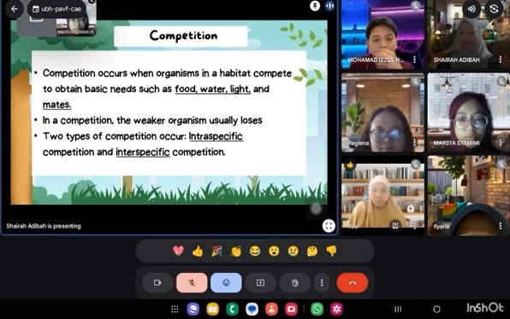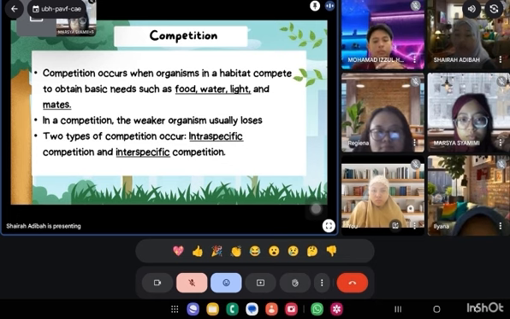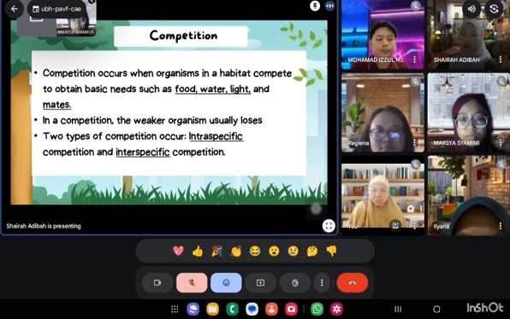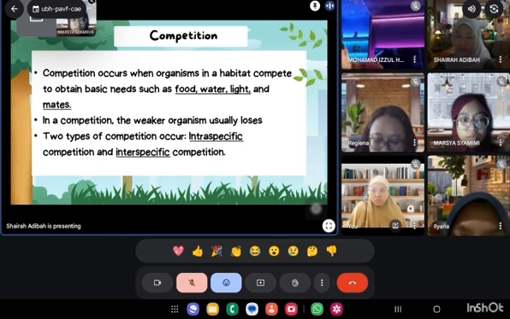So, competition occurs when organisms in a habitat compete to obtain basic needs such as food, water, light, and mates. So, in a competition, the weaker organisms usually lose. So after this, we're going to see which organism will lose in this competition. So there are two types of competition, which is intraspecific competition and interspecific competition.